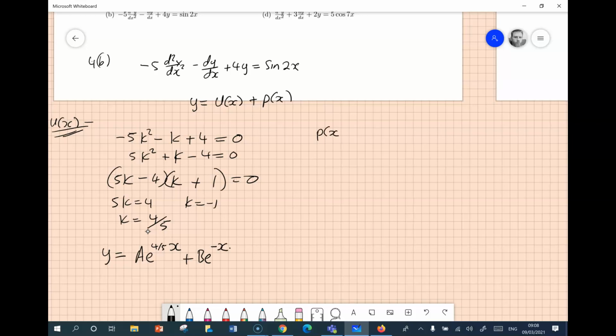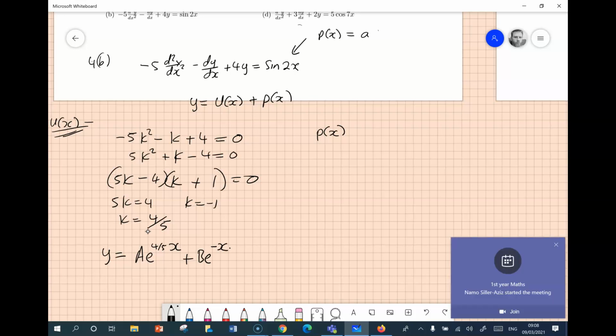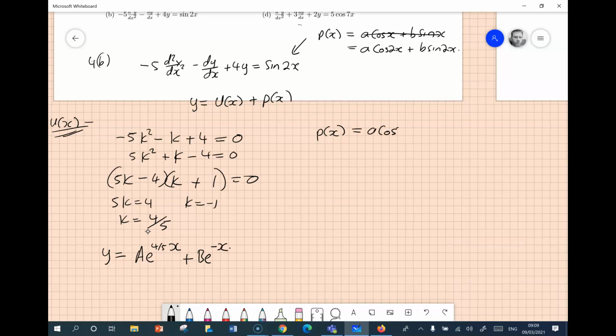Now p of x here is a trig function on the right hand side. Anytime we have a sine or cos on the right hand side, we're always going to make a trial function that's something like a cos x plus b sine x. And in this case, because we've got a 2x there, we'll include that. So we'll do a cos of 2x plus b sine of 2x. So p of x is equal to a cos 2x plus b sine 2x.